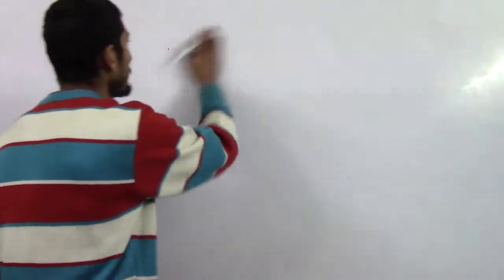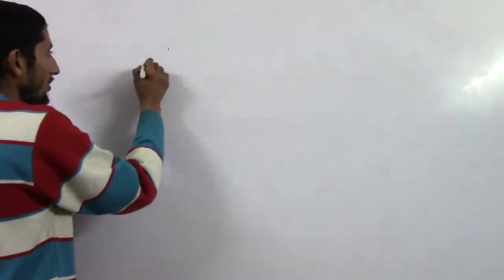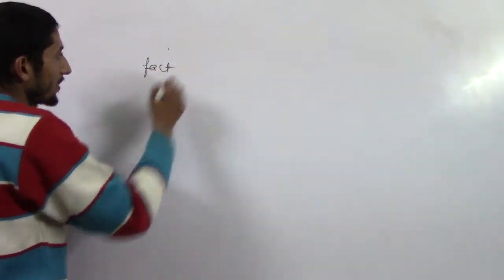In the last lecture, we designed a function that tells us whether a number is prime or not. In a similar manner, today we are going to design a function that will take an integer and calculate the factorial of that particular number. Let me design a function. The name of the function is, let's say, fact.